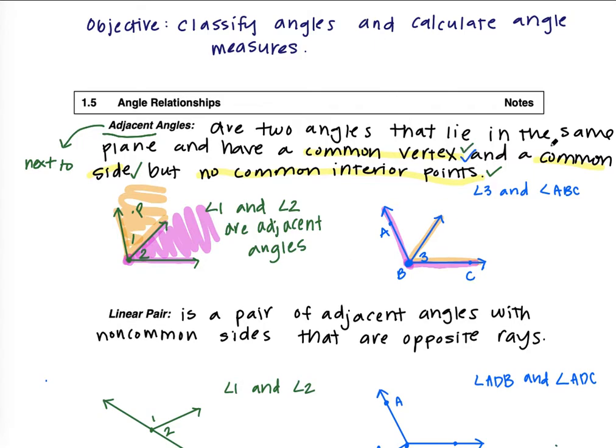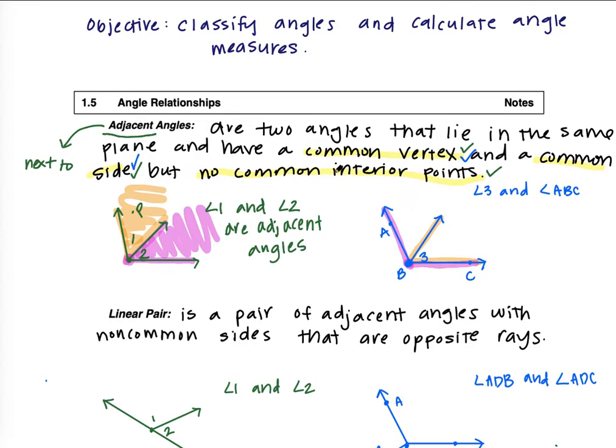Okay. Now let's check to see if they have a common side. If both angles have a common side. Well, let's look at this side right here, side BC. Notice how it's orange and pink because both of the angles share it. Okay, so that's true. They have a common side.